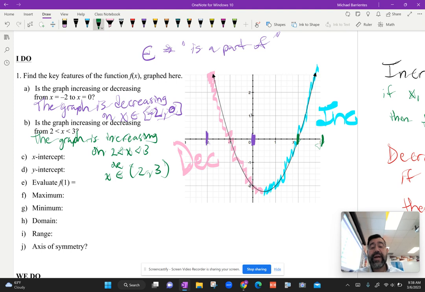But increasing, decreasing is all about which direction is the graph going? Which way is it going? Is it going up? Is it going down? But we always read from left to right. So for this graph that we were looking at, I start from the left. It's going down. It's decreasing. Oh, at the very bottom, it changes directions, and now it's increasing. It's going up. In a nutshell, that's increasing, decreasing.